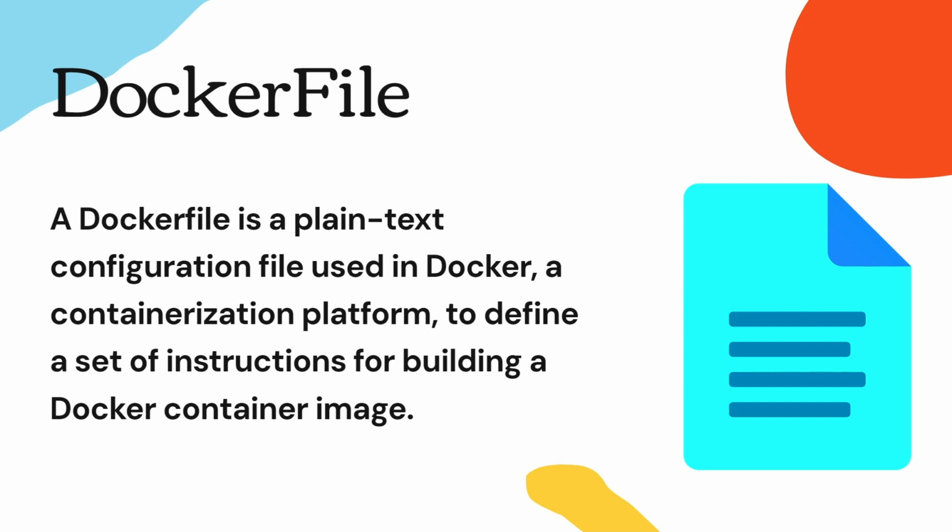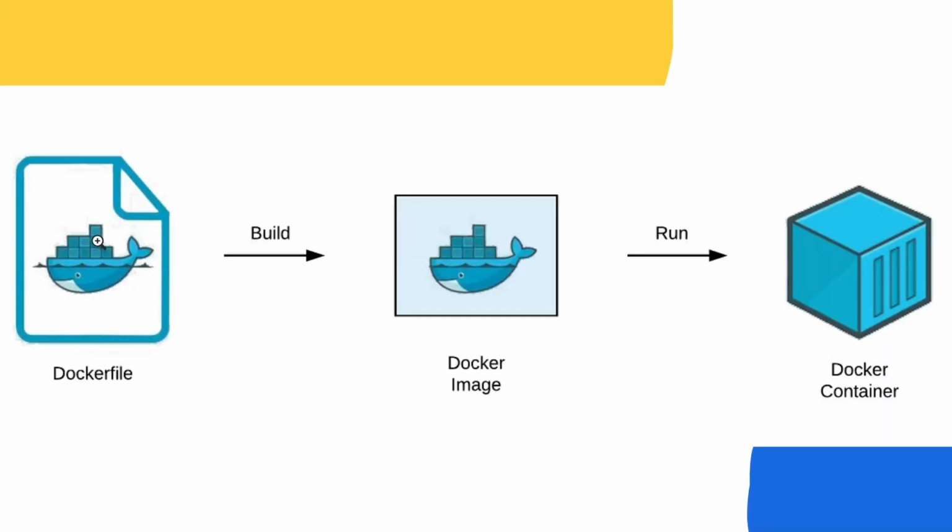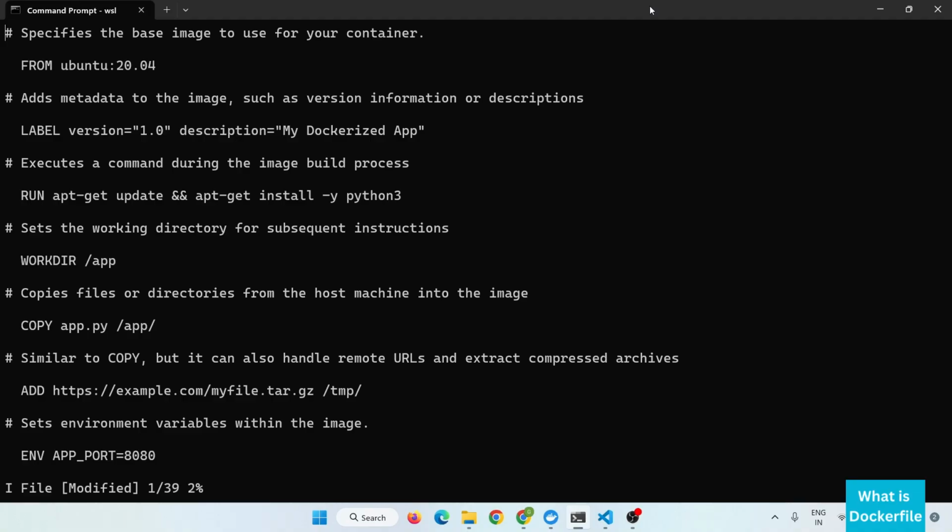So Docker uses these instructions to automate the image building process. Here is our Dockerfile. We use a Dockerfile to build our own custom Docker image, and then we run containers from that custom image. Now let's see some of the basic instructions that are used to create a Dockerfile. So here are the instructions that are used to create a Dockerfile. Let's see these all one by one.